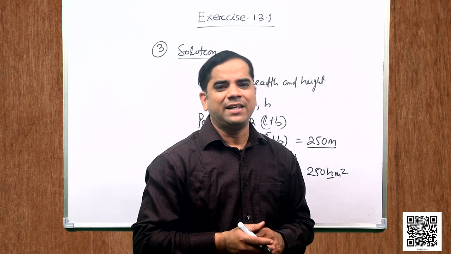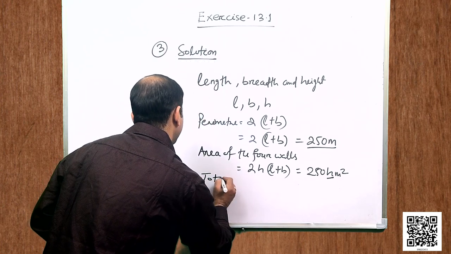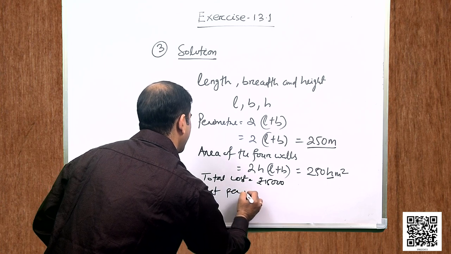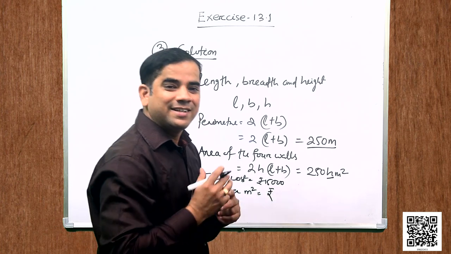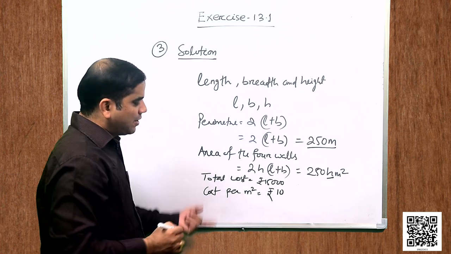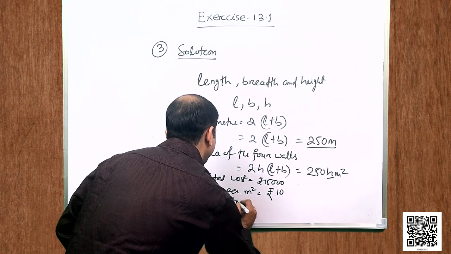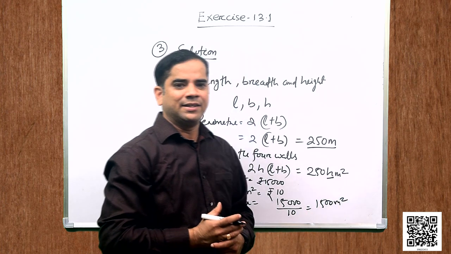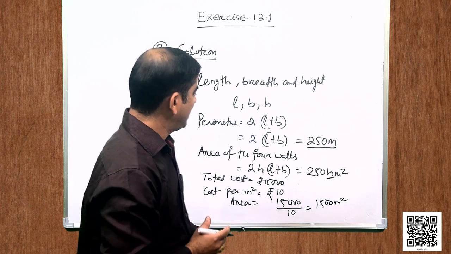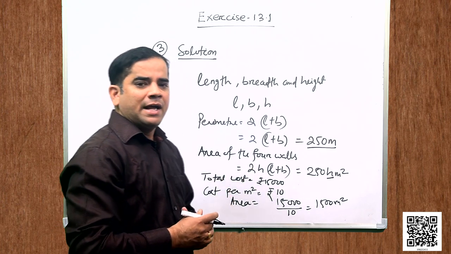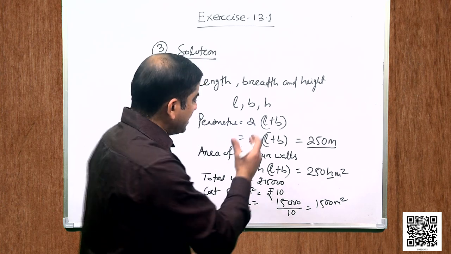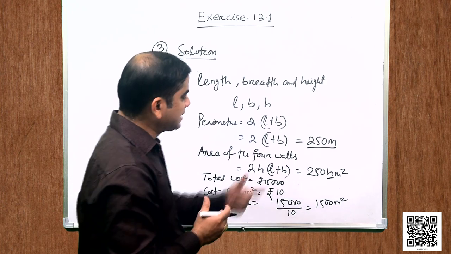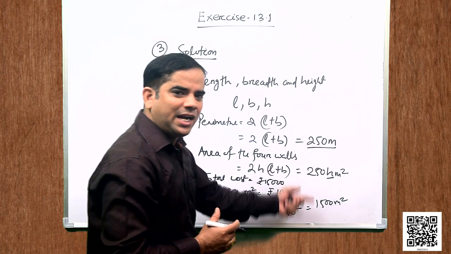Fine, rupees 15,000. That means total cost is rupees 15,000, and cost per meter square is rupees 10. So, from here we can find out the area. Area is equal to 15,000 divided by 10, that is 1500 meter square. Isn't it? So, what we have found over here, 1500 meter square and your 250H meter square, area of the four walls and cost of painting. That means now we can equalize both of them, isn't it?